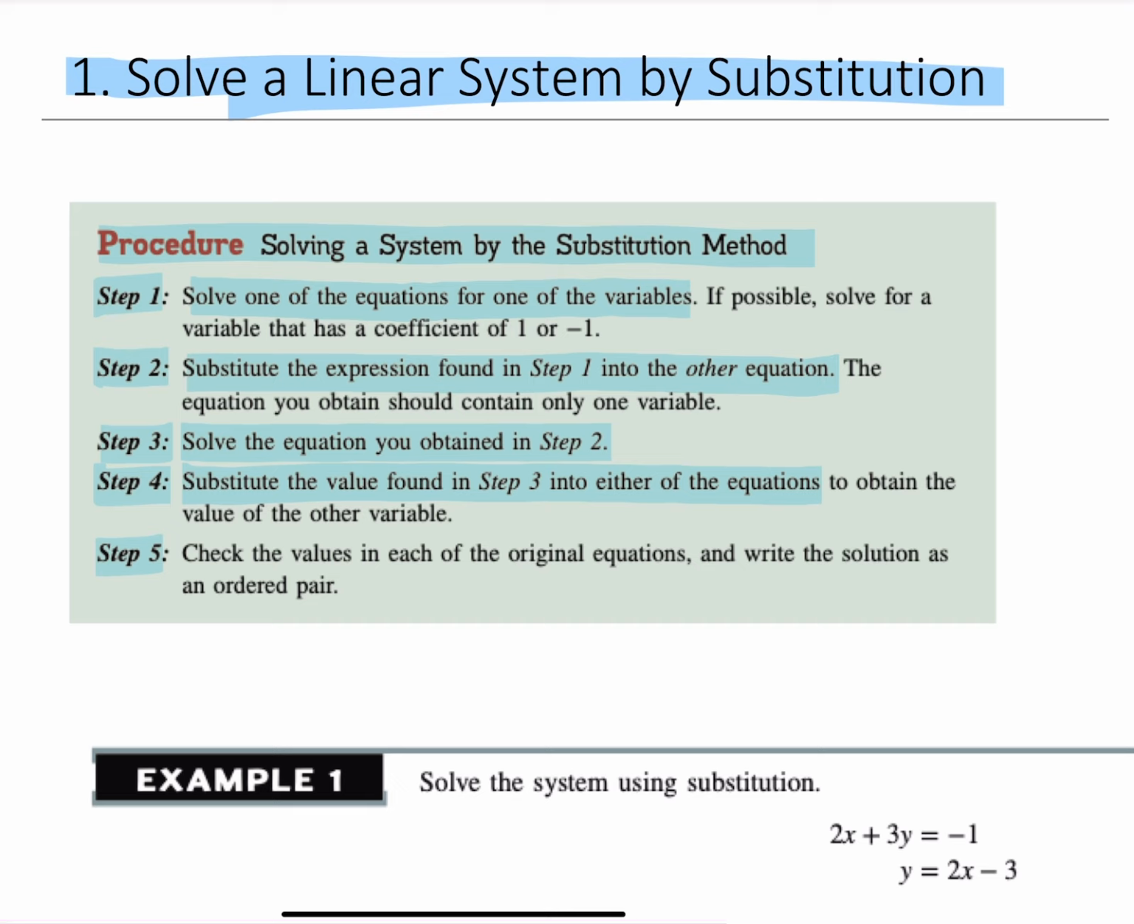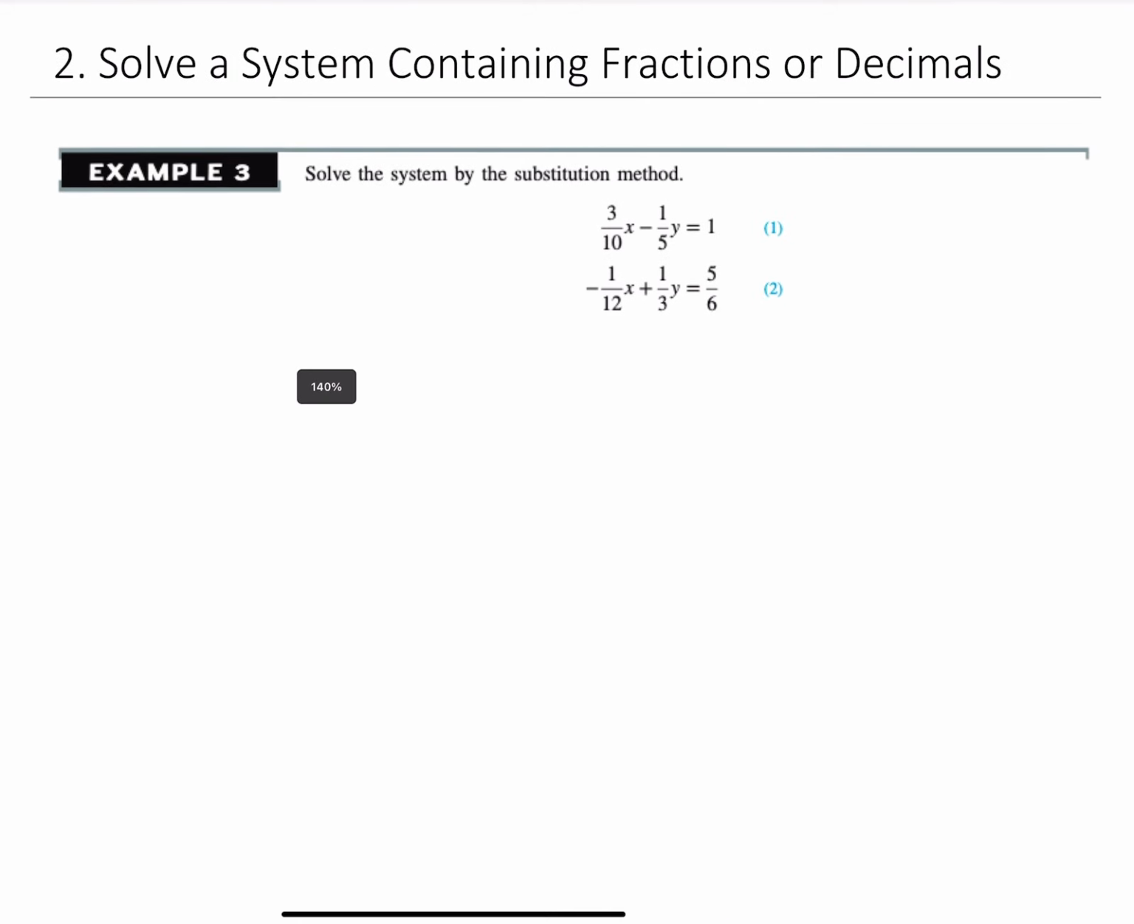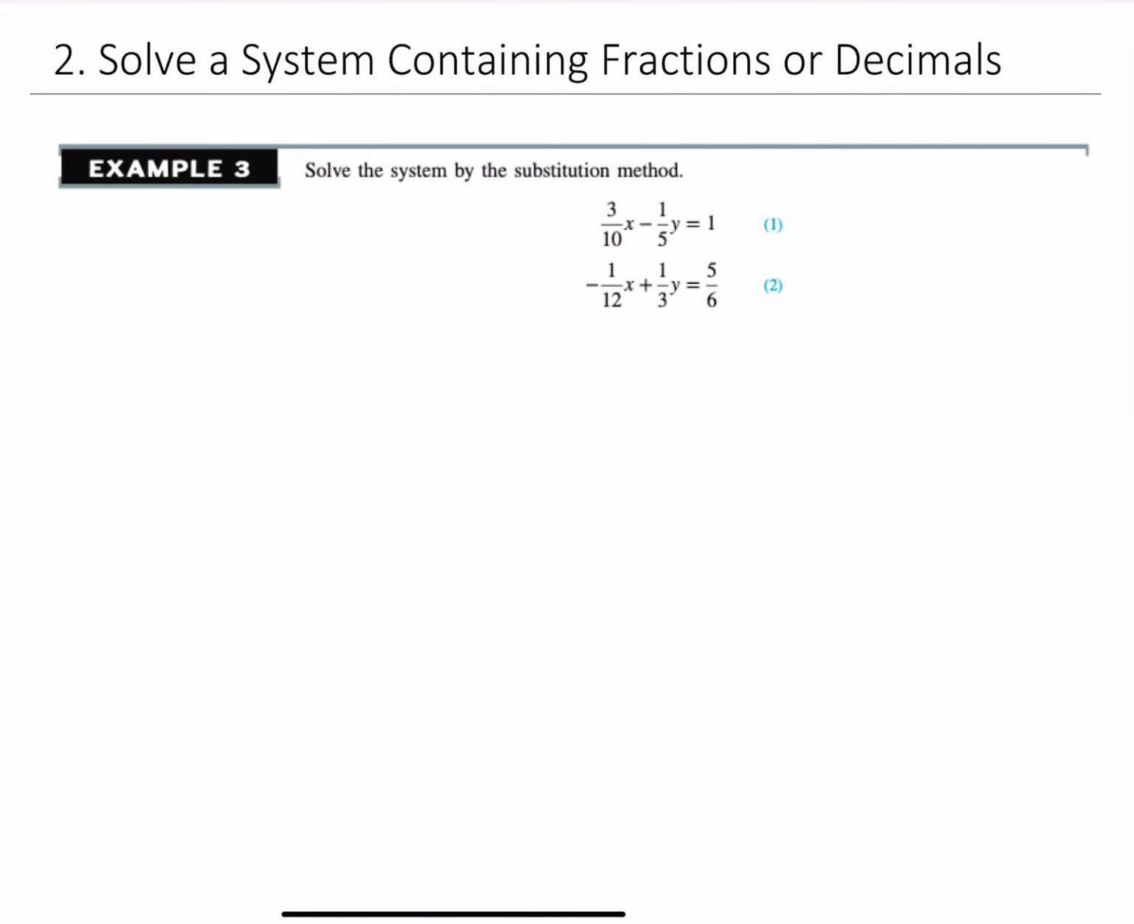So let's look at another example. This time it contains some fractions. This could apply to decimals as well. So let's look at our two equations. Our first one is 3 over 10 x minus 1 over 5y equals 1.